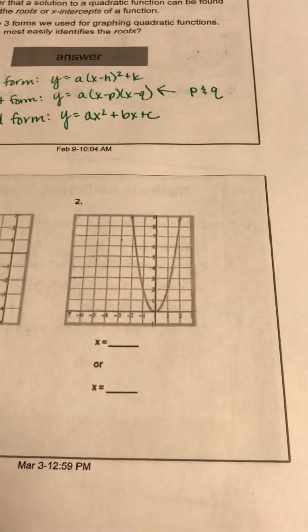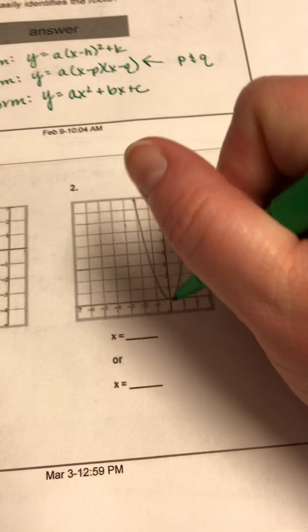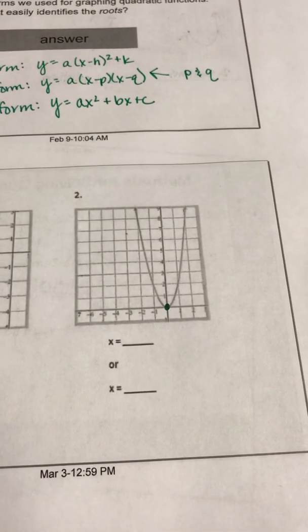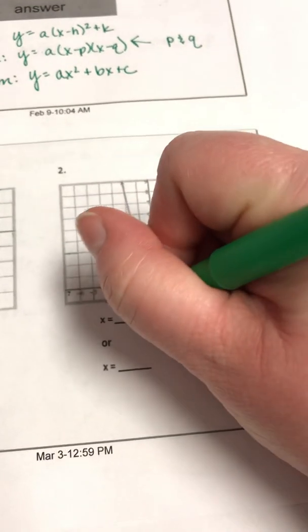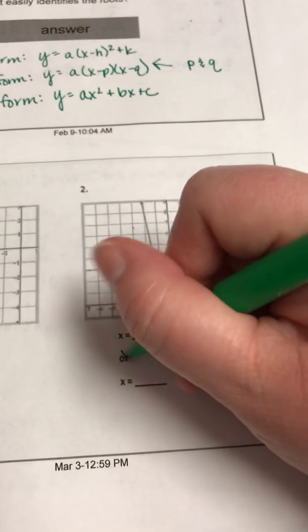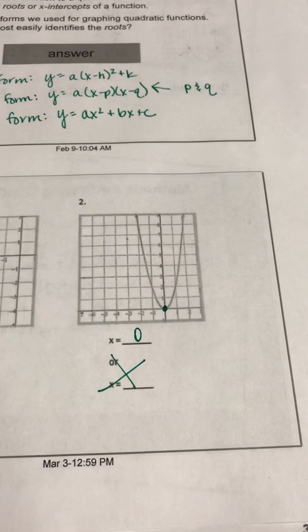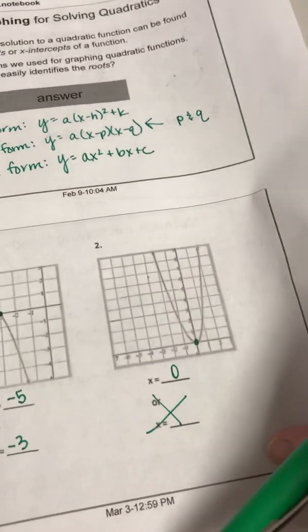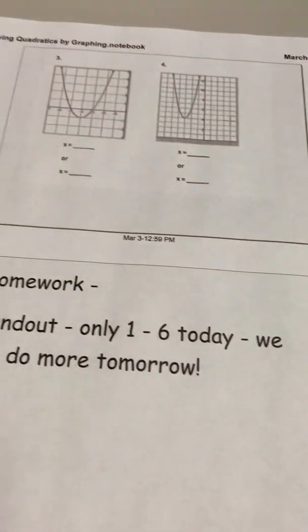Let's try this one. This one only touches the x-axis once, right here, so it has one solution. So x is equal to 0. X is just equal to 0. We're just looking for the x-intercepts. Those are our solutions to the quadratics.